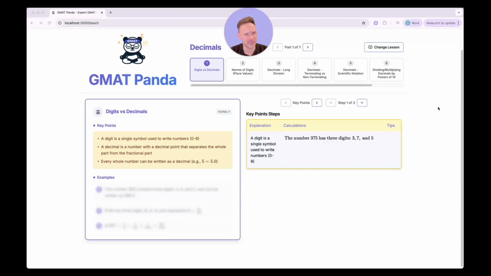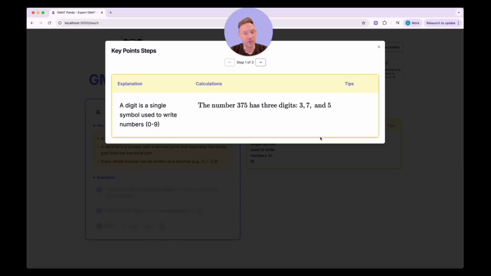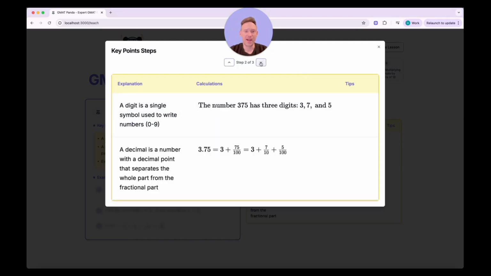So first of all, what is a decimal, and what's the difference between a decimal and a digit, which some people sometimes wonder. So starting with a digit, well, a digit is just a single number. Okay, so it's one symbol. So, for example, 0 is a digit, 1 is a digit, 2 is a digit, all the way up to 9. And for example, the number 375 is made up of 3 digits, 3, 7, and 5. Okay? A decimal is something a bit different.